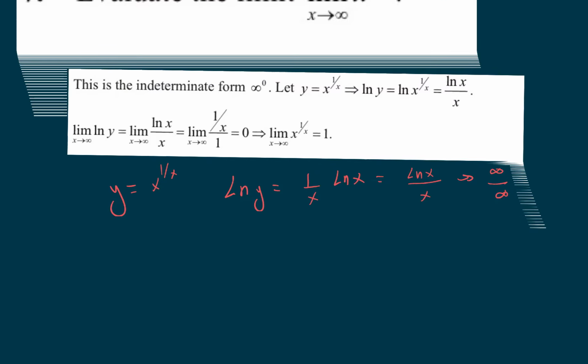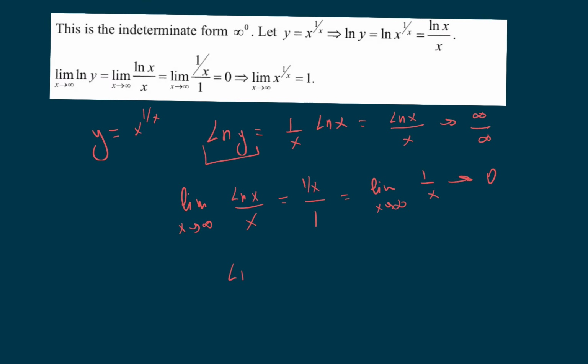L'Hopital's rule says that when you find the limit as x goes to infinity of natural log of x divided by x, and remember that this limit represents natural log of y, you take the derivative of the numerator divided by the derivative of the denominator. So this will be the limit as x goes to infinity of 1 divided by x, divided by 1. When x goes to infinity, 1 divided by x goes to 0. So the natural log of y goes to 0.